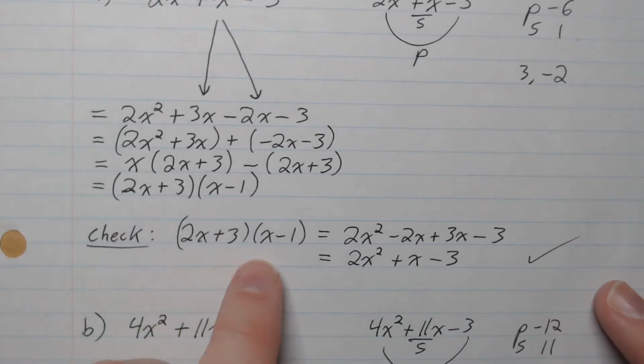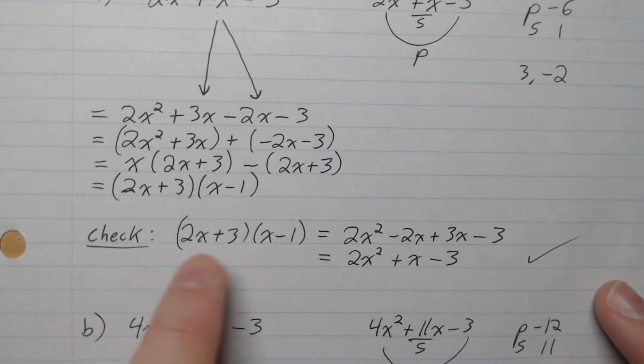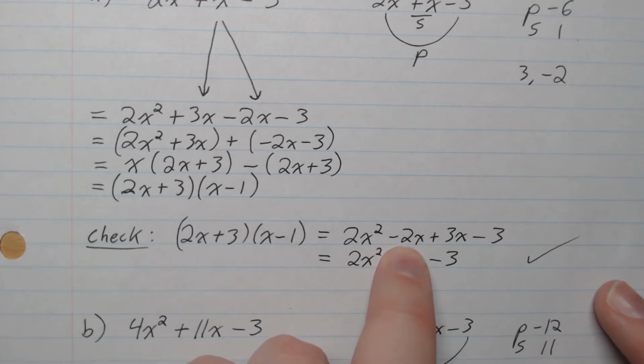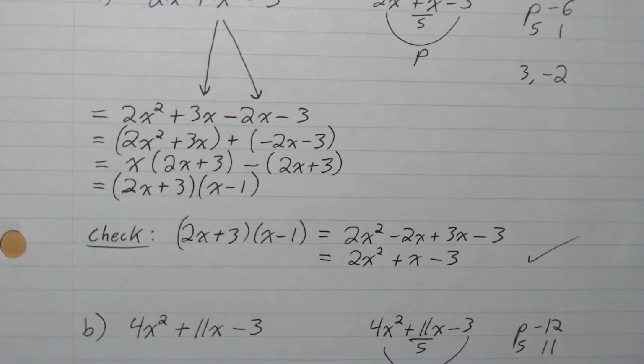And we can check it. We can go multiply here. We get 2x squared minus 2x plus 3x minus 3. Negative 2x plus 3x gives x. And so it is perfect. Whenever you're doing a test or an exam or anything like that, you can always check your answer when you're done factoring.